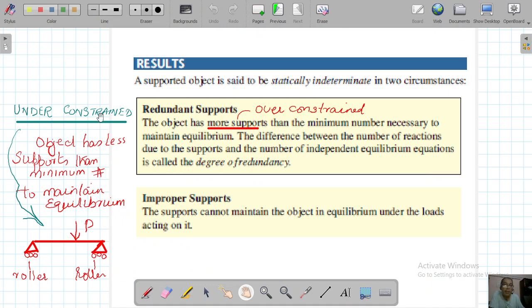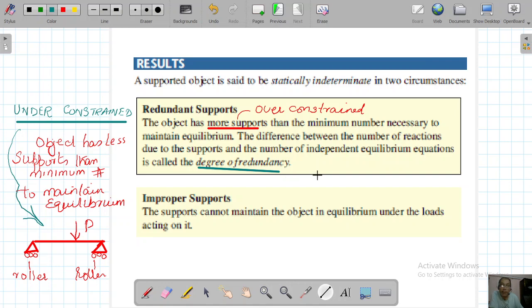So just to summarize our results, a supported object is said to be statically indeterminate in two circumstances. First, because of redundant supports: the object has more supports than the minimum number necessary to maintain equilibrium. That scenario is called over constraint. Very important, the difference between the number of reactions due to supports and the number of independent equilibrium equations is called the degree of redundancy.